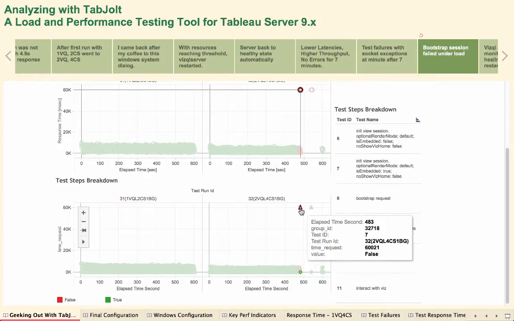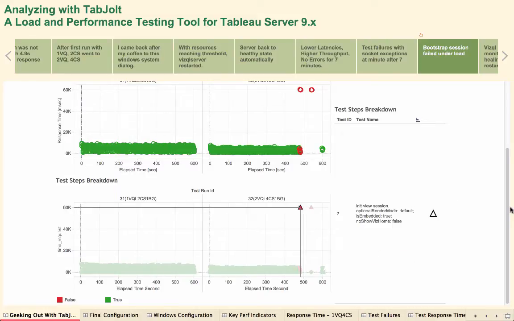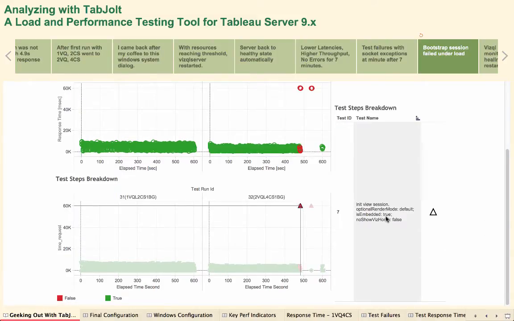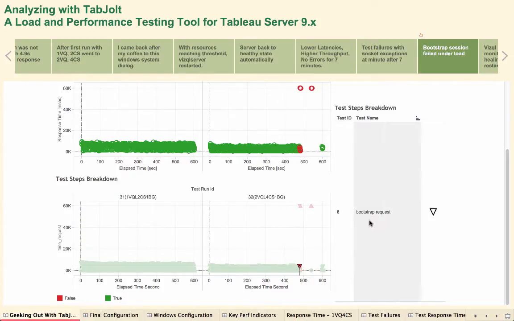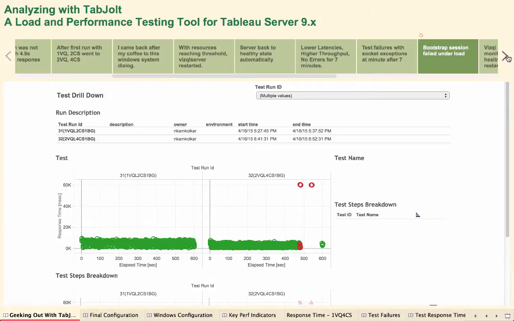When I look at one of the sub requests, here's what's going on: in this particular case, optional view session came back with an error. Now, if I look at some of the other ones here, there was a bootstrap request that failed as well. So TabJolt is giving me a little bit more detail about what is going on under the hood so that I can make better decisions about my test and load testing strategy and inform my load test plan so that I can best fit the needs and the goals that I had set out earlier.